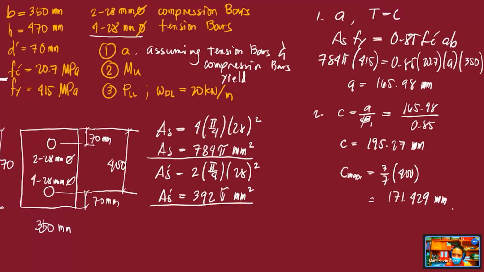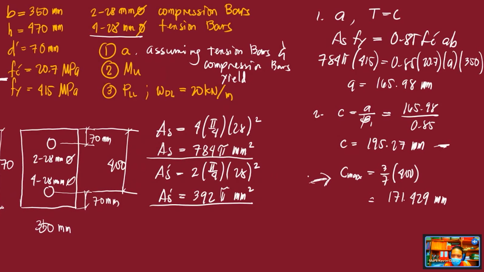Okay, obviously your c exceeds c max. So indeed, we are in doubly reinforced. The problem is doubly reinforced. In a design problem, we impose this in solving for the value of Mn max, because we compare Mn max to the given value of Mu.